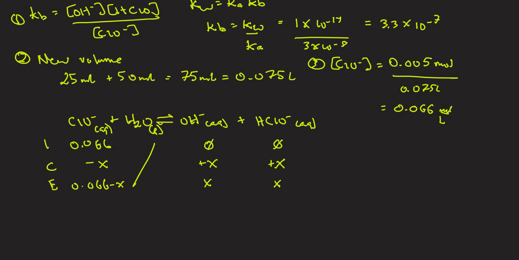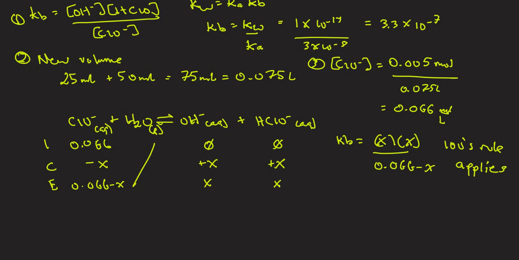Now, where should we do Kb? Let's do Kb here. Okay, so our Kb expression is equal to x squared over 0.066 minus x. We're going to write hundreds rule applies. Now we know what Kb is. We should have put it in here. Okay, so Kb is 3.3 times 10 to the minus 7. I'm kind of squeezing this in here.